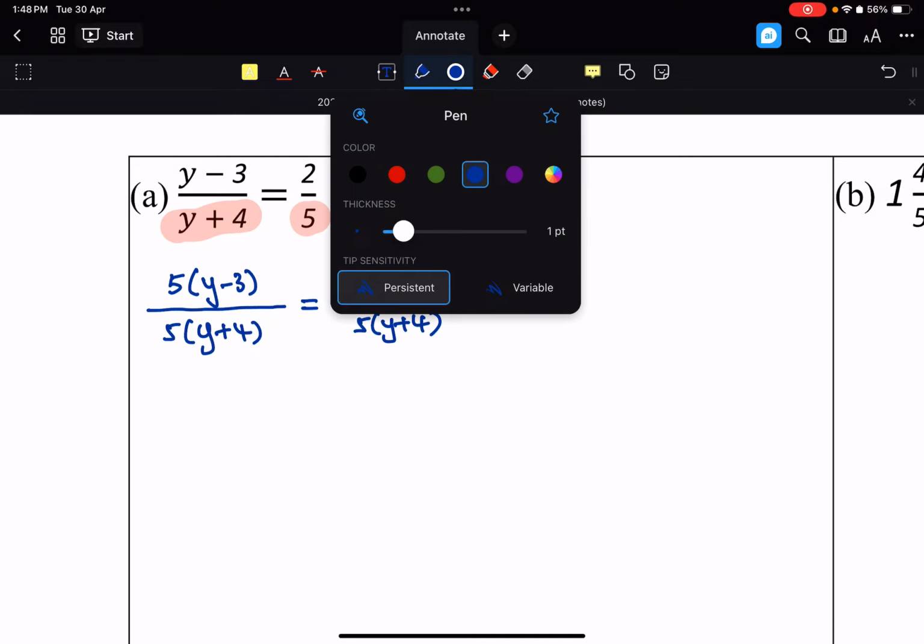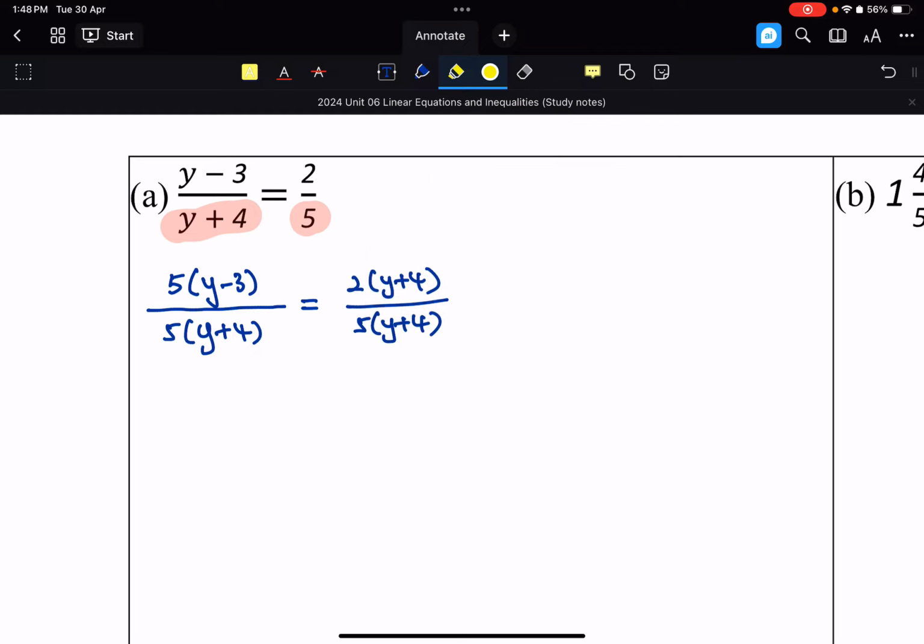So you can see quite clearly that in this situation, because the denominator is the same, the numerator has to be the same, right? So from here, let me write it step by step. 5y minus 3 is equals to 2y plus 4.